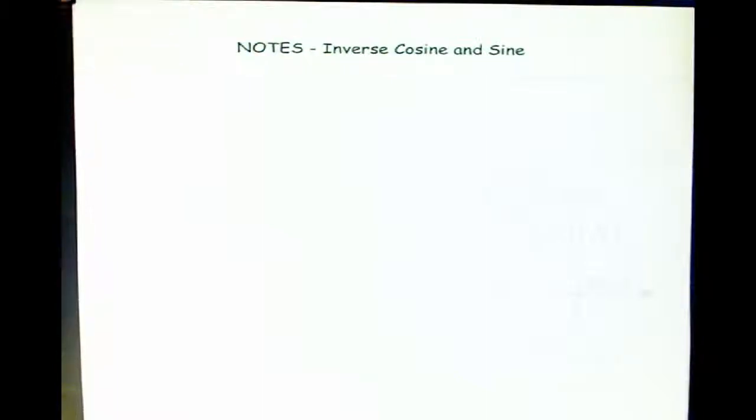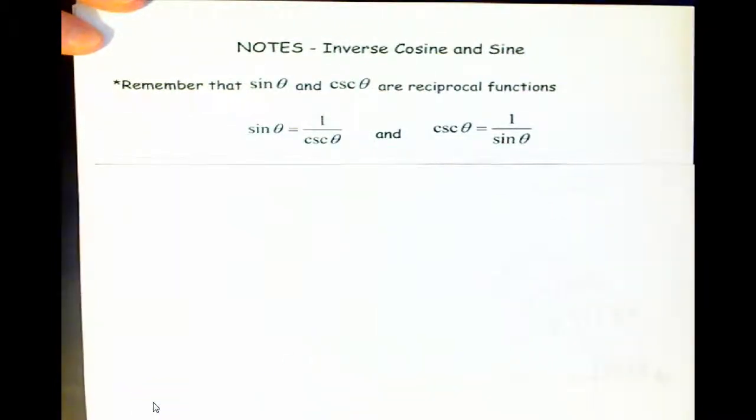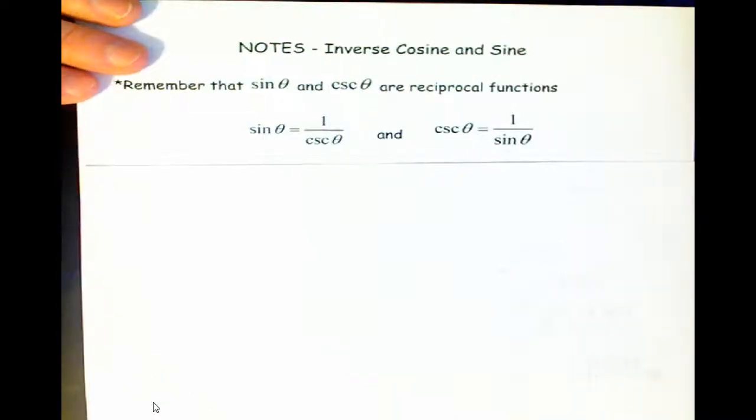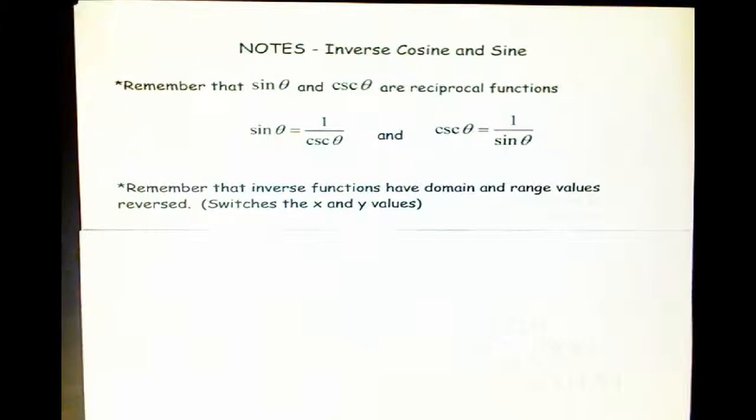First things first, though. I need you guys to actually understand this, that sine and cosecant are reciprocal functions, okay, which look like this. This is not the same thing as an inverse. Okay, I know I've been saying that for a little while, but I need to make sure everyone understands this. Just kind of remember that inverse functions have domain and range values reversed. So in other words, you're switching your input with your output. You're switching your x with your y. Okay?